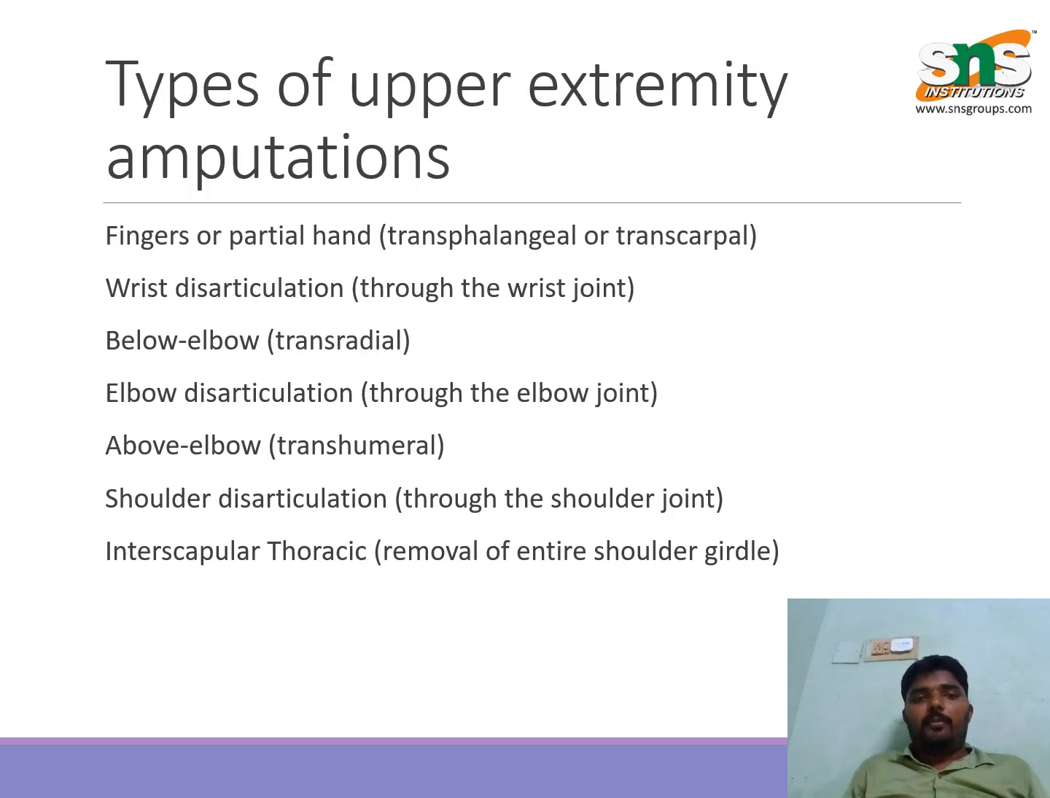Types of upper extremity amputation. The fingers are partial, transphalangeal or a disarticulation. Below elbow is a transradial amputation. Elbow disarticulation is through the elbow joint. Above elbow is a transhumeral amputation. Shoulder disarticulation is through the shoulder joint. Interscapulothoracic is removal of the entire shoulder blade.